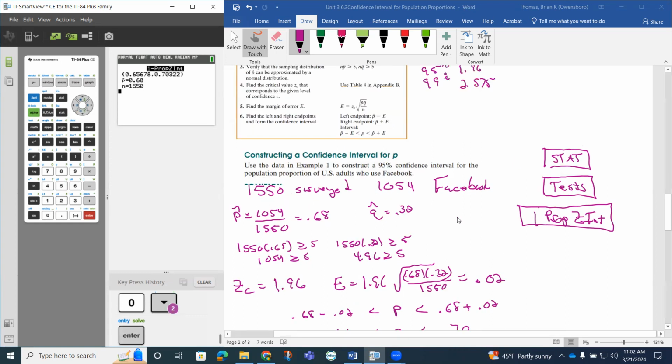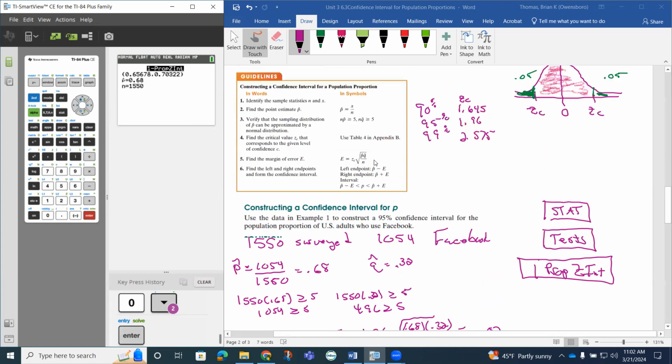Now, some of your homework questions will ask you to find the margin of error, so you'll have to use this formula. But if you're just trying to do the confidence interval, you could just use your calculator to do that.